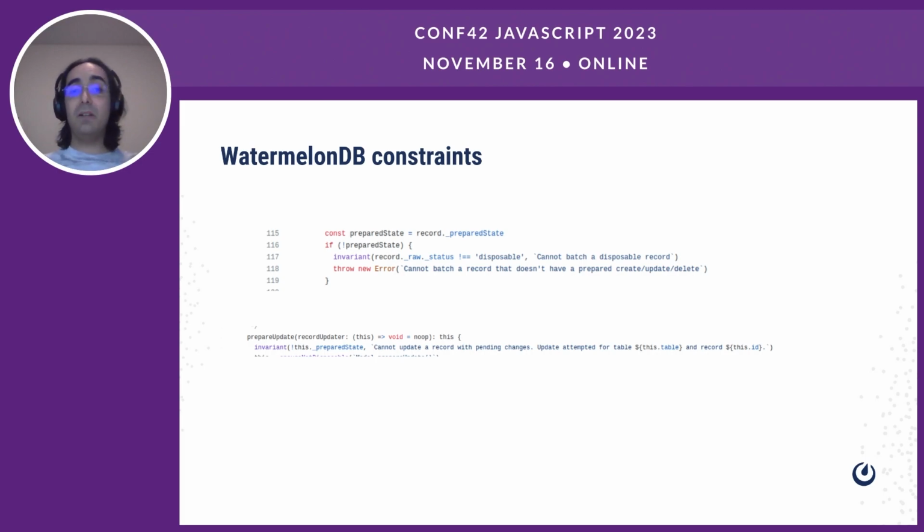We use WatermelonDB library as an alternative to Redux to store the state of the app. WatermelonDB uses an underlying SQLite database to store the state. In order to keep the data integrity, it has some checks as the following. You cannot batch elements without changes, and you cannot update rows with pending changes. This is really important, because if not, you may end up with unexpected results.